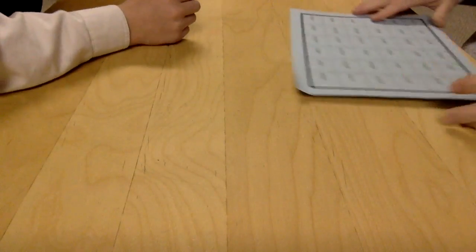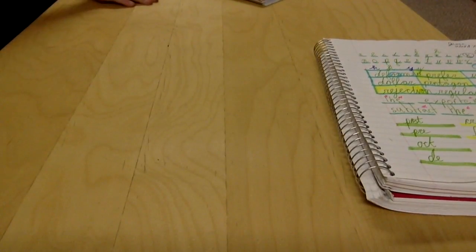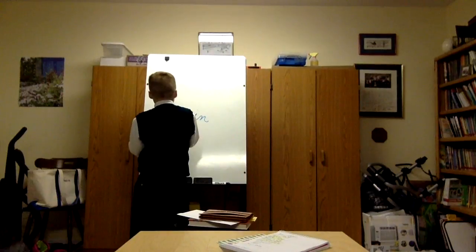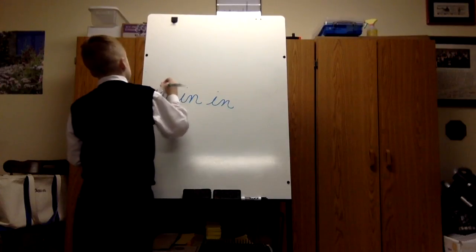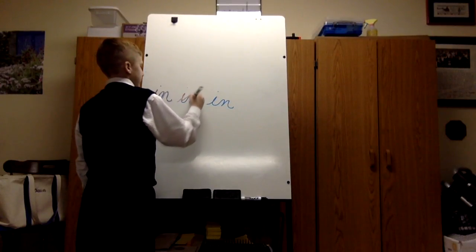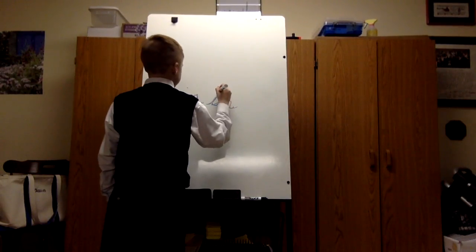Okay. All right. So let's do trace, copy, cover. Do you want to do it in the book or do you want to do it up on the board? On the board. Okay. So here we go. We've got invade, into, invade, into, invade, into. Invade, into, invade, into, invade, into. Perfect. That's trace.